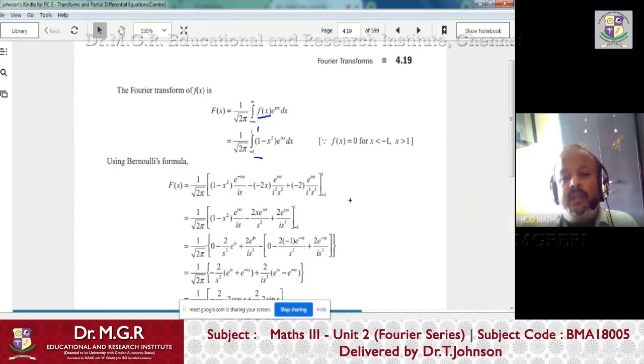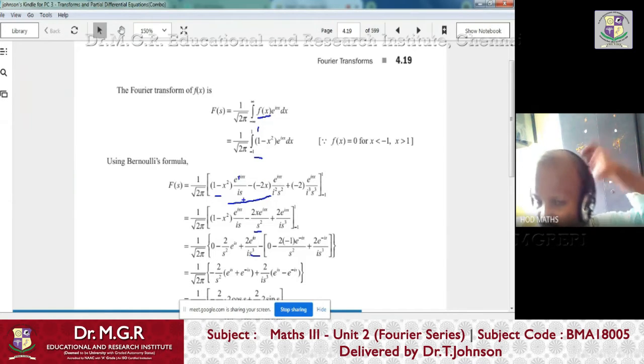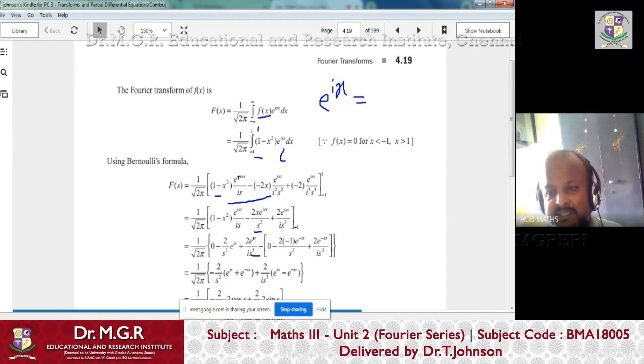Now you have to use Bernoulli's formula. Here they use Bernoulli's formula straightforwardly, so even you can do it like this, no problem. Take u equals 1 minus x square, dv as e power isx. Here that is not minus, it is plus isx, and then you can do it. Otherwise, you can do one more thing: you can split this e power isx. I already told you e power ix is nothing but cos x plus i sin x.